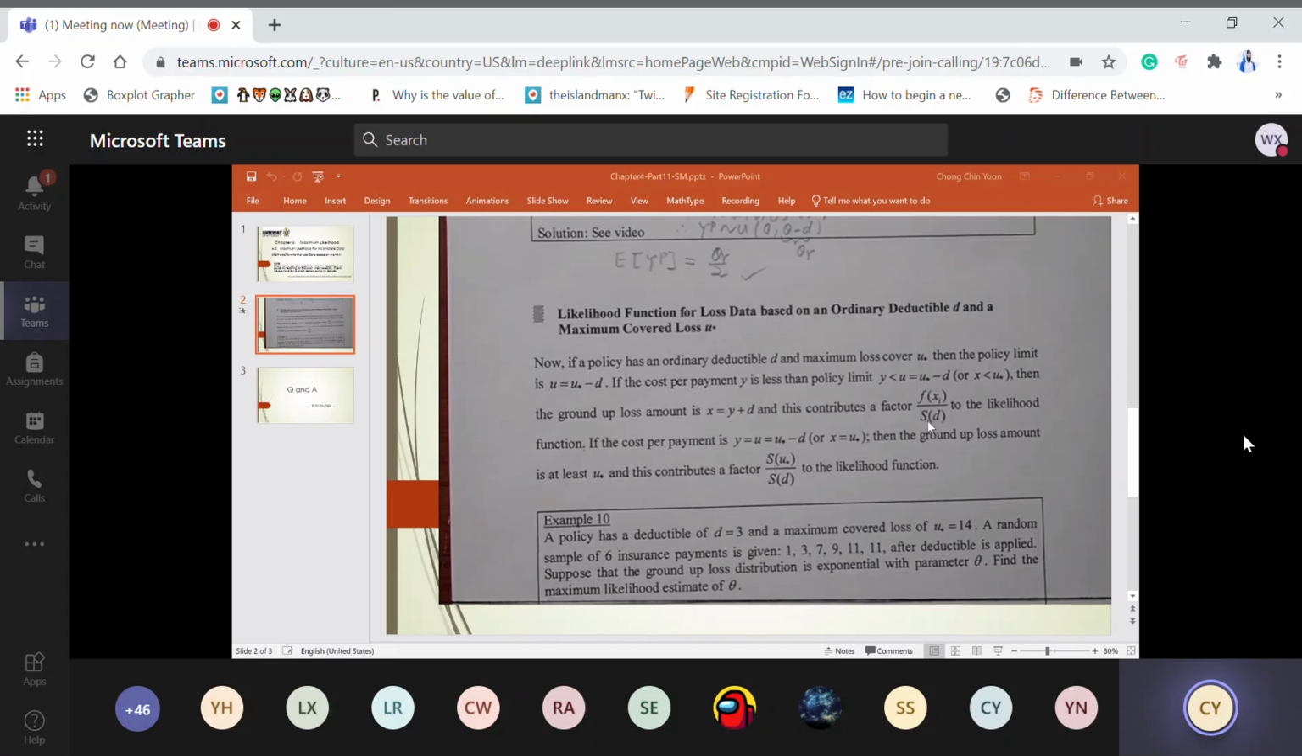The maximum covered loss actually is the same as policy limits, right? Take the survival, and so on, class. Now we go to example 10.